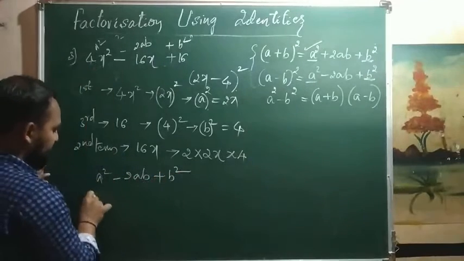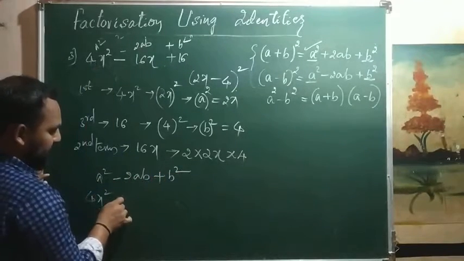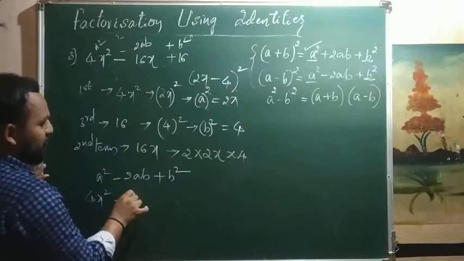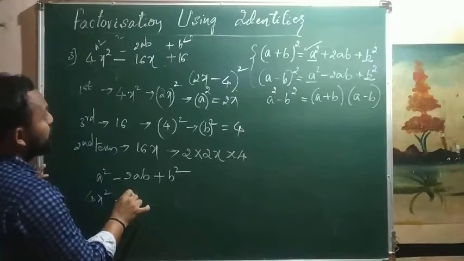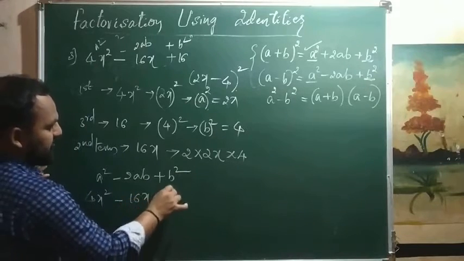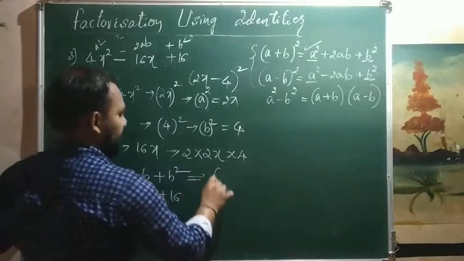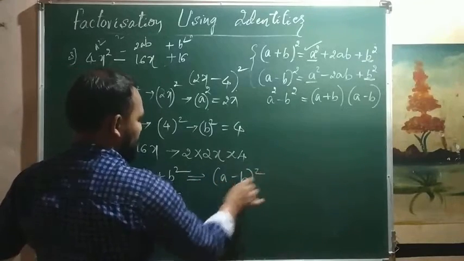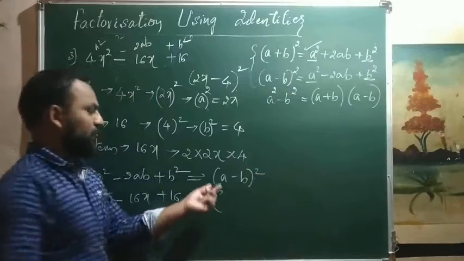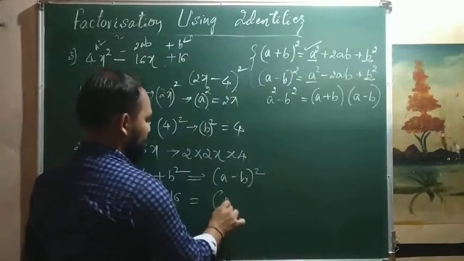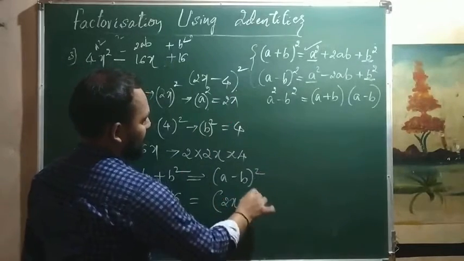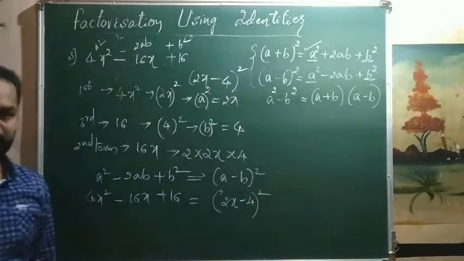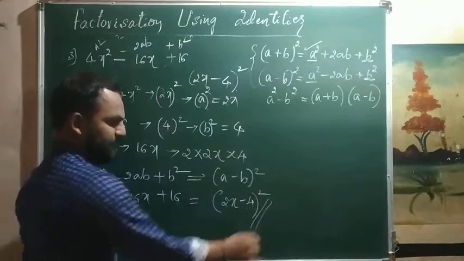Here the identity is 4x square minus 16x plus 16. How will you write this? a minus b whole square. What is a? a is 2x minus 4 square. 2x minus 4. This is the answer.